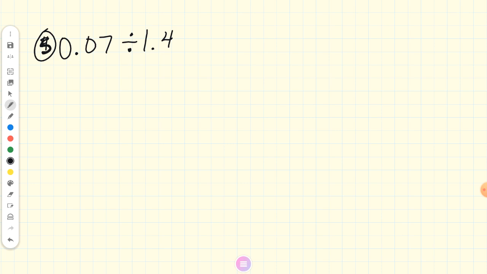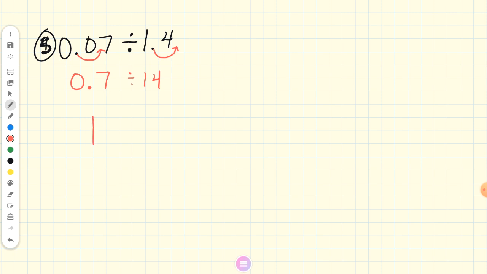Callie? The 1.4. So we have to adjust it to make it a whole number. How many times do I have to move my decimal point? 1. I have to move it once over here to make that a whole number. If I move it over once in the divisor, I also have to move it where? Once in the dividend. Okay, so this one is still a decimal number. Is that okay? Yeah. Do I need to write 0.7? Nope. Now I have a problem that I can set up.